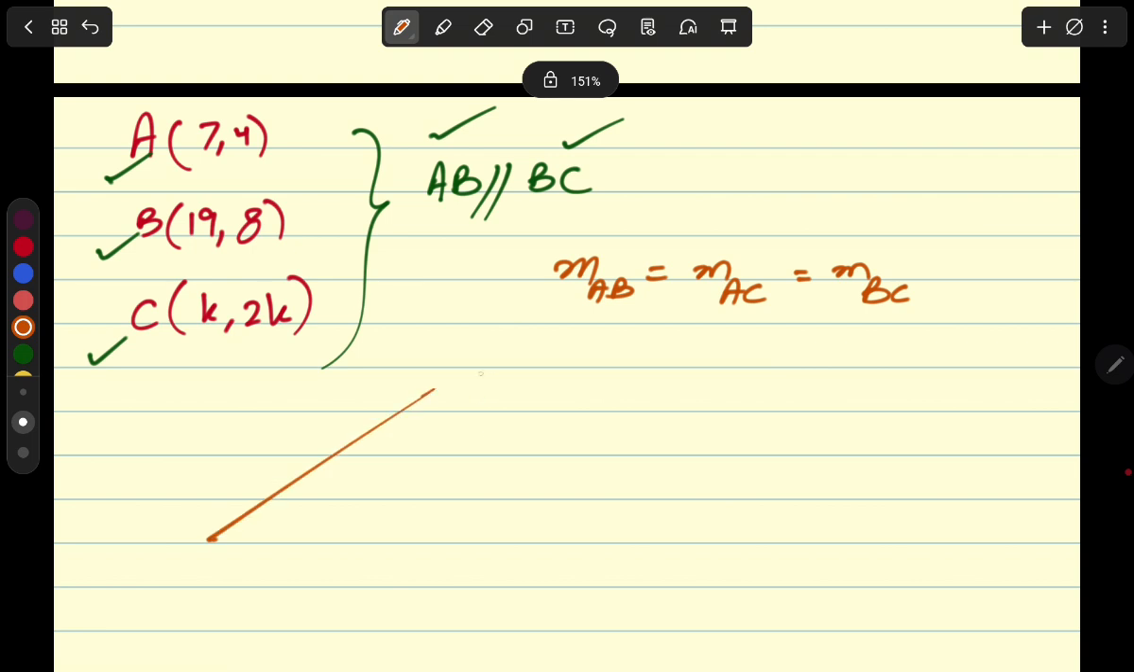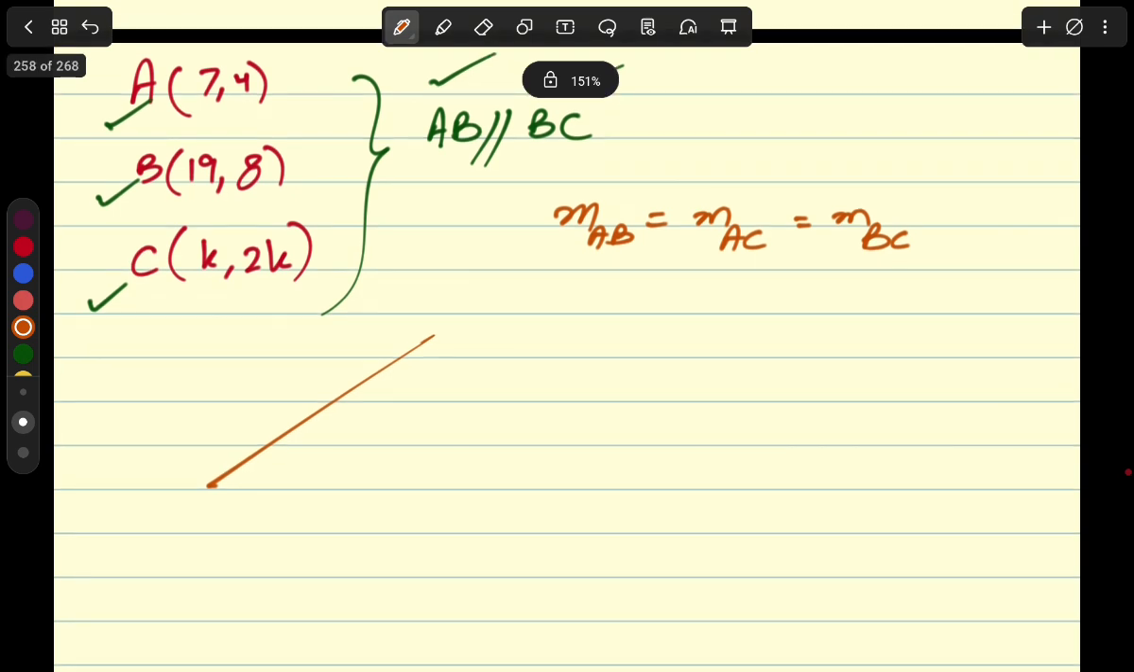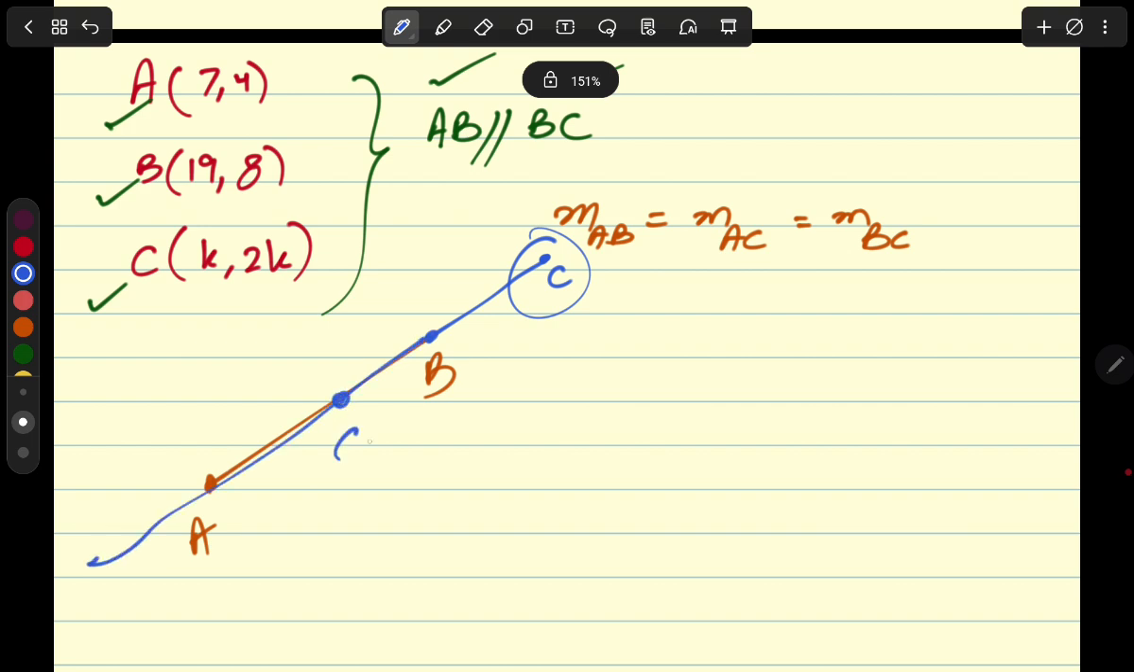Now AB and BC means, okay, so these points ought to be collinear. Why? Because if this is A comma B and if this is B comma C and they are collinear, then either C is going to be here or C is going to be on this side of it, either here or here, right? So AB will be parallel to BC will be parallel to AC. So that's true in this case as well.